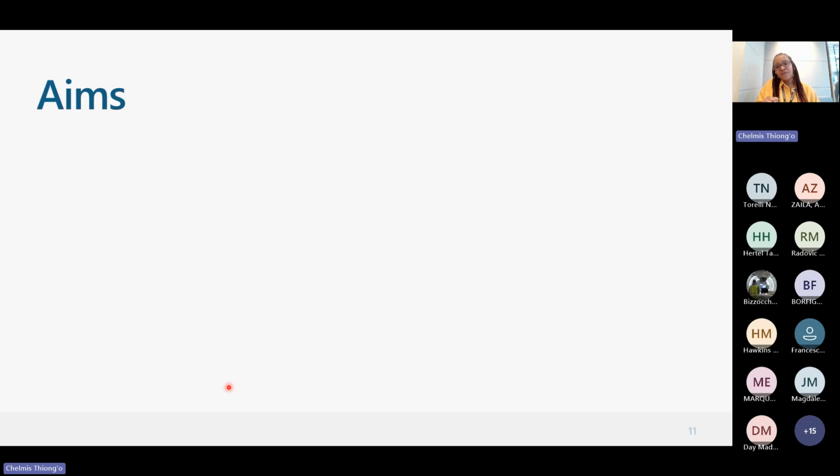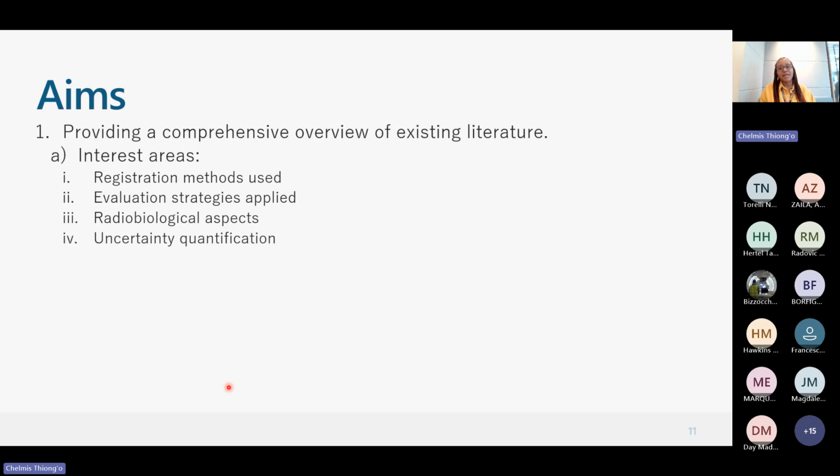The objective of this review was to systematically evaluate how image registration and dose mapping were performed and evaluated in the re-irradiation setting. We were particularly interested in reporting the registration methods used, the evaluation strategies applied, the radiobiological aspects, and uncertainty quantification. Following this, we highlighted gaps and offered recommendations for future work.